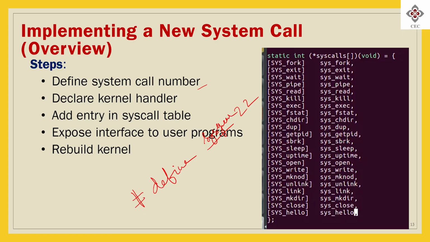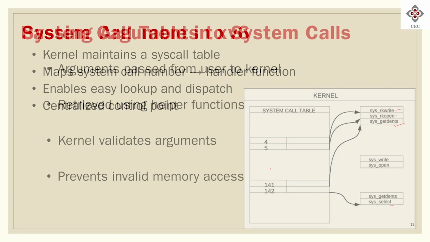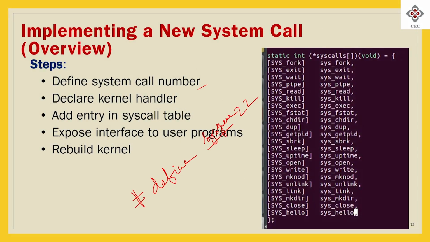So, this you can include in the program. Then declare the handler. The kernel handler will be responsible for handling the system call, and it contains the code. Add an entry in the syscall table. In the syscall table you have to enter the value, which consists of, as we can see here, the number and the handler. Likewise we have to add that. Then expose the interface to user programs. Once the interface is exposed and everything is assigned, you rebuild. This rebuild is used for executing the code again based on the updates we have made.